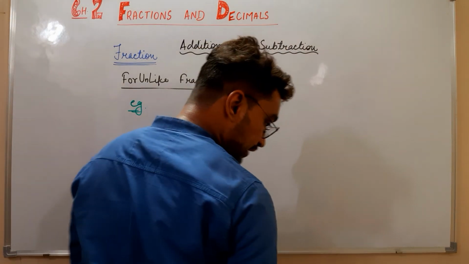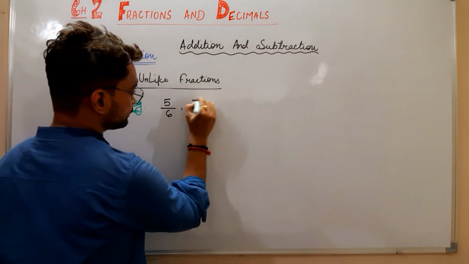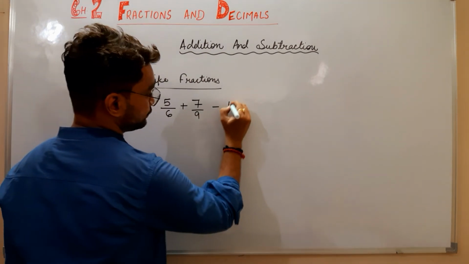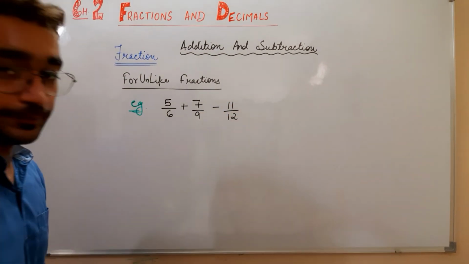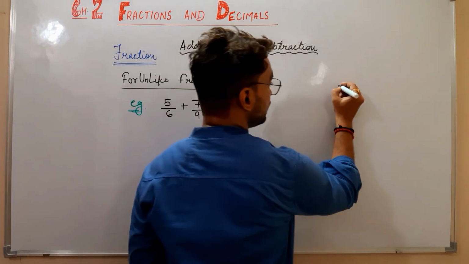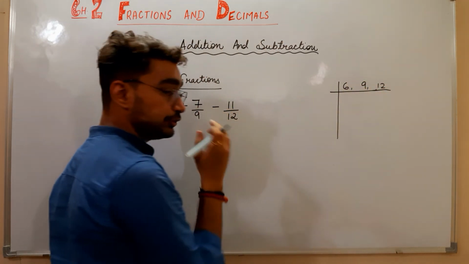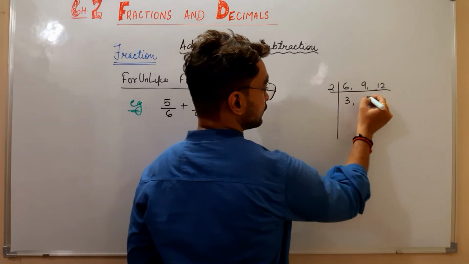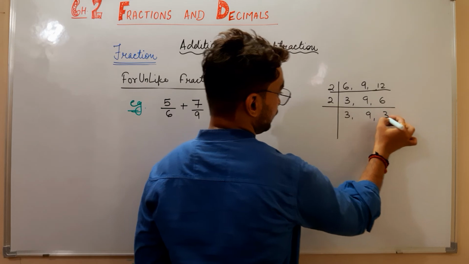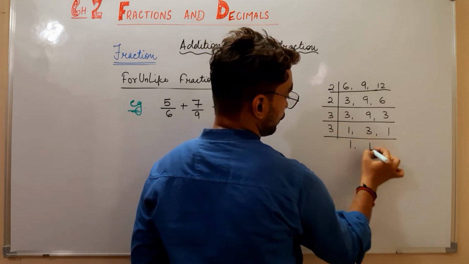Okay. 5 by 6, 7 by 9, here plus, then minus 11 by 12. Okay, good. So plus and minus both are here. First of all, unlike fractions, I will make them like by taking the LCM. 6, 9, 12. All can be divisible by 2, so I am dividing by 2. 2 3s are 6, 9 and 2 6s are 12. Then again by 2, 3, 9, 3, then by 3 itself, 1, 3, 1, then by 3, 1, 1, 1.